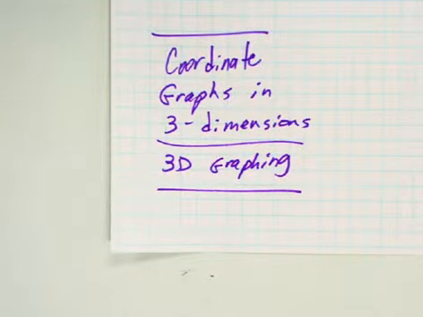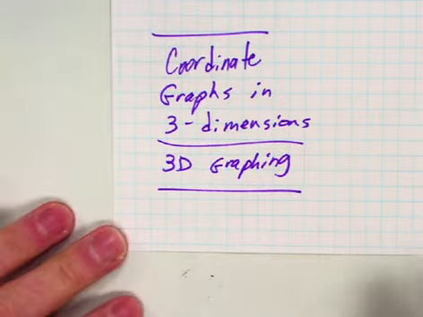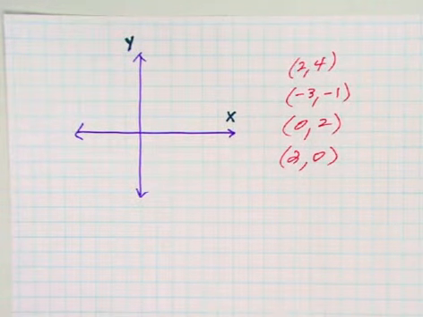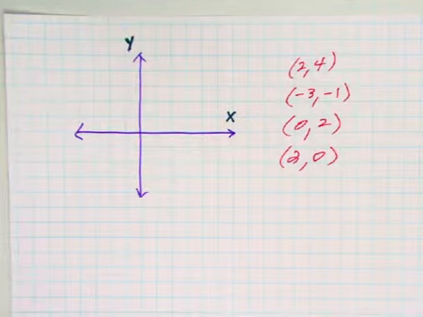Alright, let's take a look at coordinate graphs in 3 dimensions, often called 3D graphing. This is target M1 of the 3D graphing and matrices chapter. Now, I know that you know how to graph in 2 dimensions. We're very familiar with putting stuff on graph paper with an X and Y axis and graphing those points.